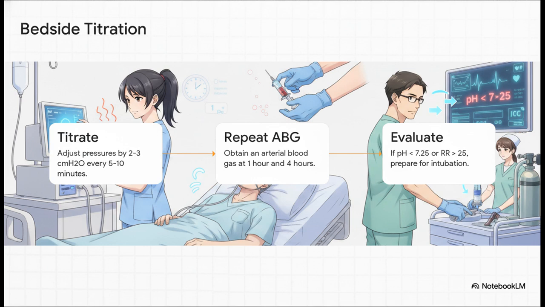Step 3, if that 1 hour ABG comes back and the pH remains under 7.25 or their respiratory rate is still aggressively high, say over 25, the non-invasive route is failing. At that point, you need to be preparing for immediate intubation or an urgent ICU referral.